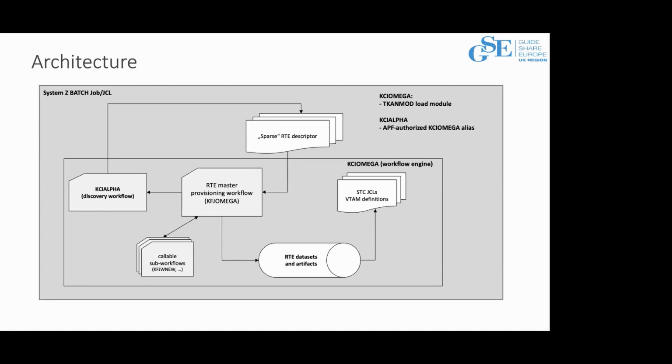However, to run the discovery, you need to use the KCI alpha job, and that will do the discovery on the LPAR, or on the remote LPAR if you use SysF. And members will be created in the runtime source library. Then once you've run the discovery and you go through the create process, it calls sub workflows to ultimately create the runtime data sets and the started task JCLs. So the flow is quite simple here. As you can see, there are not many steps to get this up and running.